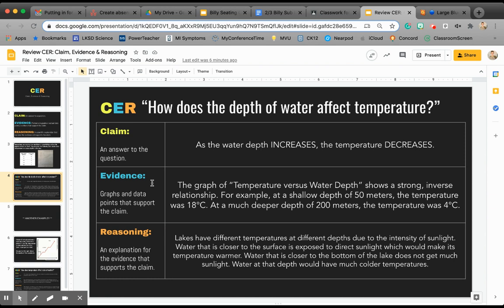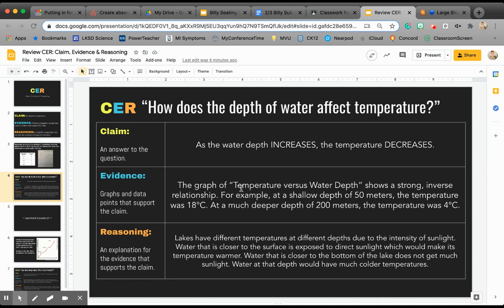So what evidence do I have that helped me draw that claim? Well, when I looked at the graph of temperature versus water depth, it shows a strong inverse relationship. And then I'm going to choose some data points that really help hit home that claim. I chose two data points that were on the extremes. I said, for example, at a shallow depth of 50 meters, the temperature was 18. At a much deeper depth of 200 meters, the temperature was only 4.